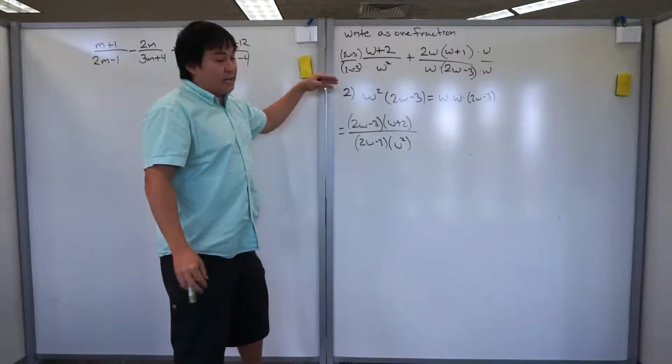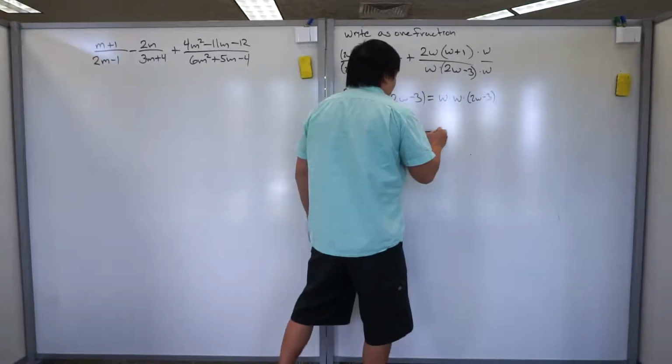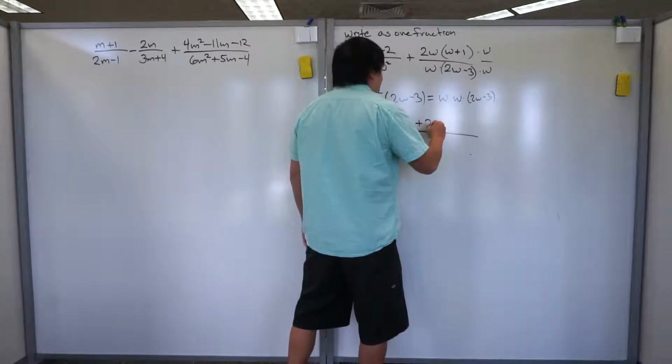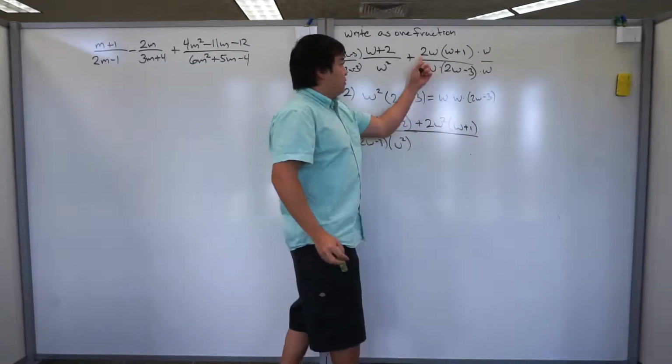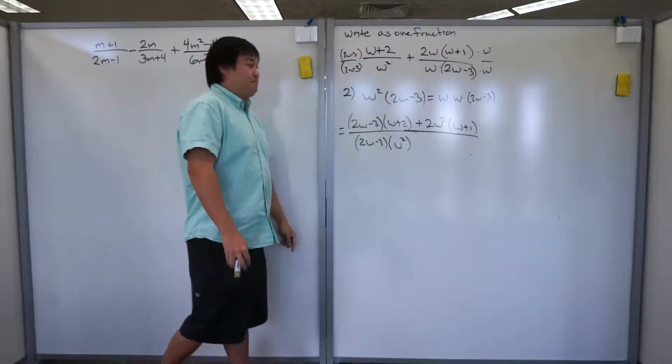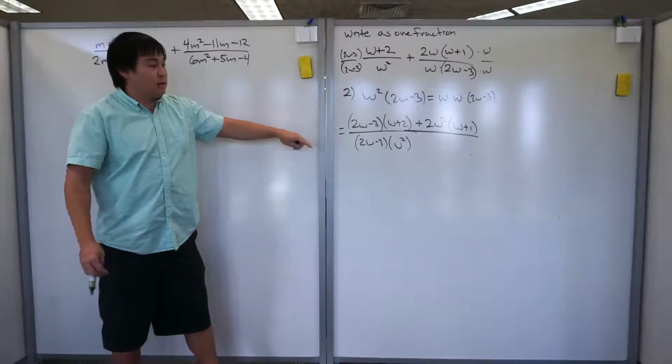And remember, if you're adding and they have the same denominator, you can add the top and keep the bottom. So I'm just going to go ahead and do that. Because we have 2W squared. So this is what we end up getting when we write it as a single fraction.